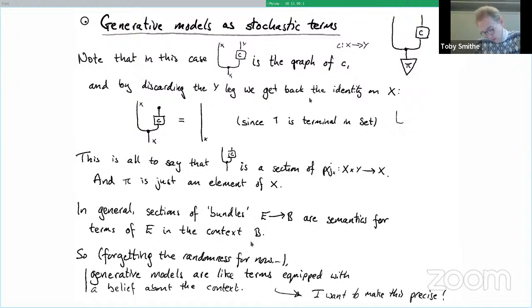And so, where are we going? If we forget the randomness for now, which is the thing I want to be able to put back in, generative models are really like terms equipped with a belief about this context object. And this is the thing I want to make precise. So that's our first piece of motivation.